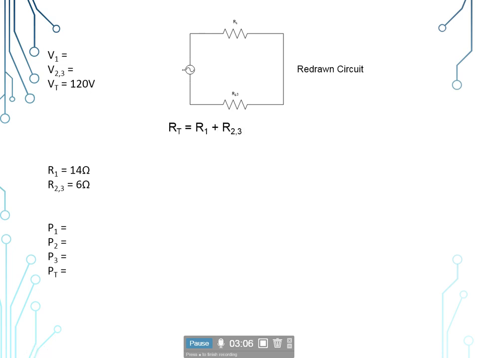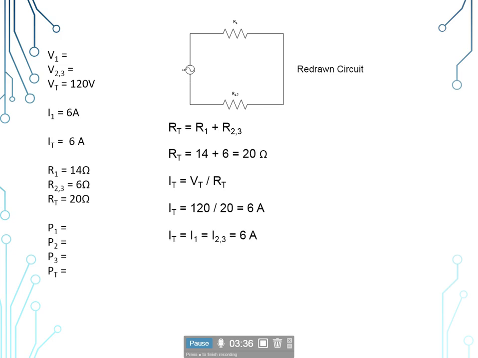So we need to find the total resistance, and that's going to be equal to R sub 1 plus R sub 23, since in a series circuit the sum of the individual resistances equals the total resistance. So 14 plus 6 will give us 20 ohms for the circuit. Now we can find our current total, and our current total will be the voltage total divided by the resistance total. So 120 volts divided by 20 ohms will give us 6 amps.